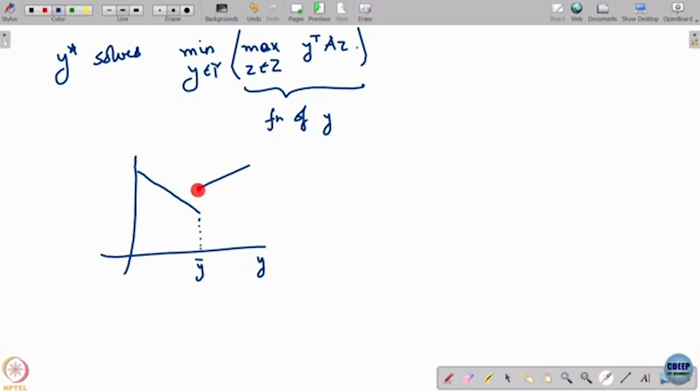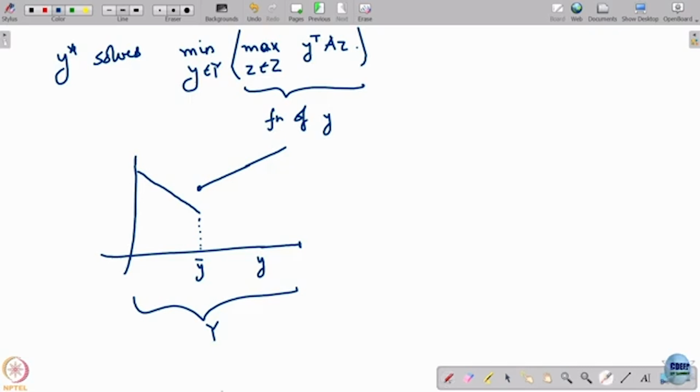Okay. In that case, the question is, does this function have a minimum? Suppose you want to minimize this function over this set, this set here, which is capital Y. So does this function have a minimum over capital Y?